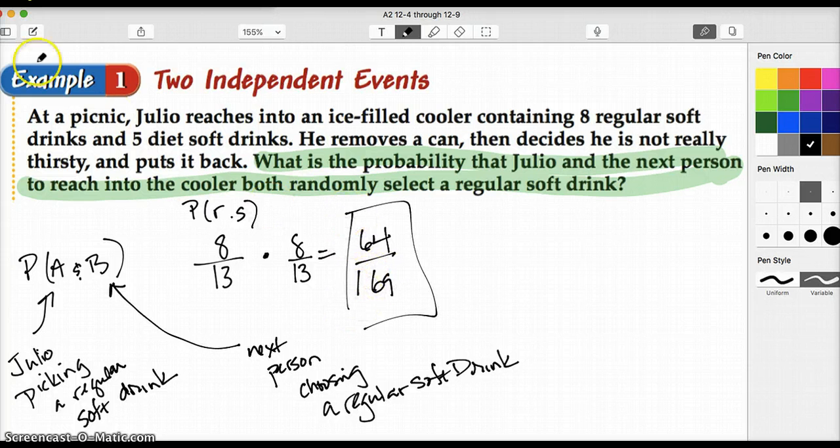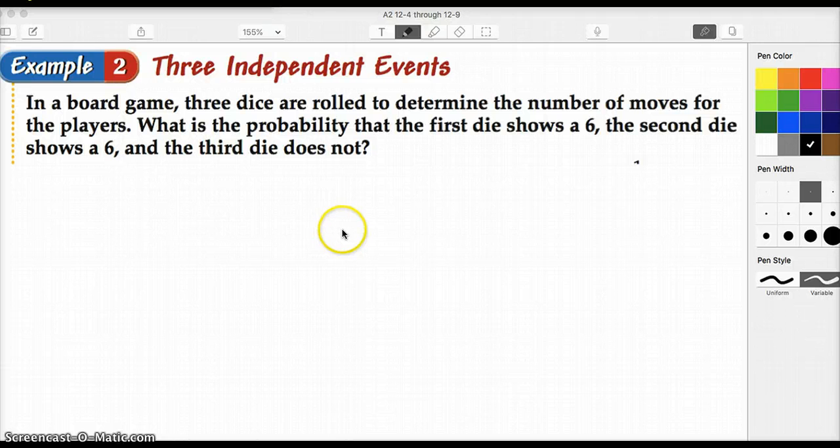That's our probability. This type of thinking even works when we have 3 independent events. So here in example 2, in a board game, 3 dice are rolled to determine the number of moves for the player. What is the probability that the first die will show 6, the second die will show 6, and the third die does not?